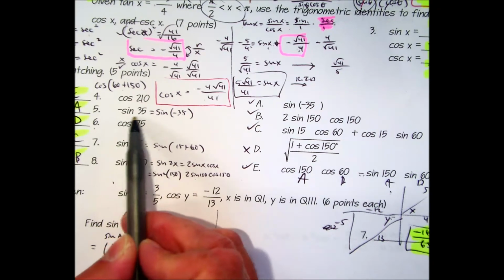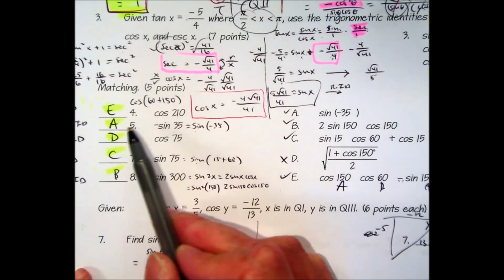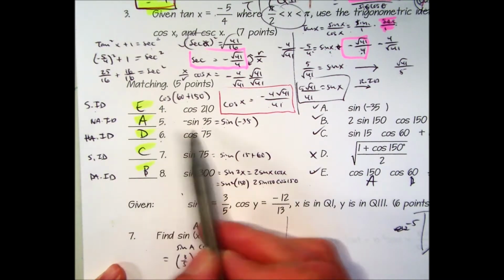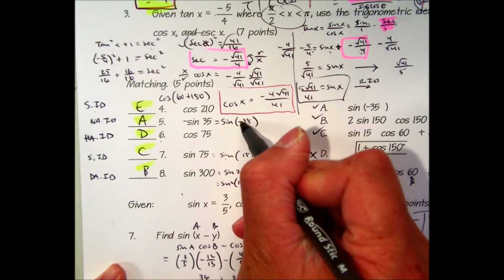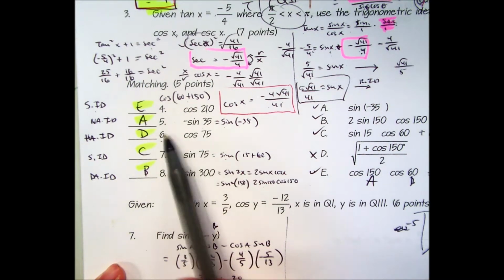Number 5, negative 35 degrees is equal to sine of negative 35 degrees. This is called the negative angle identity. So that negative sign just comes out in front. This one we didn't have a chance to go over.